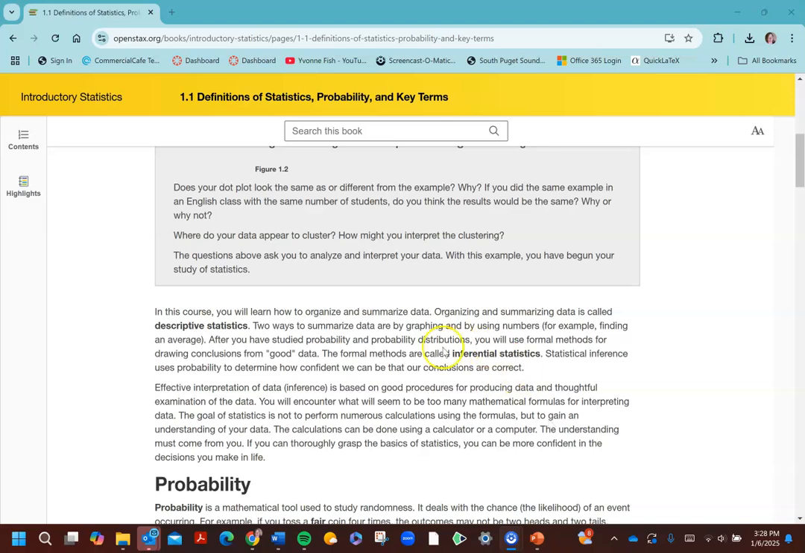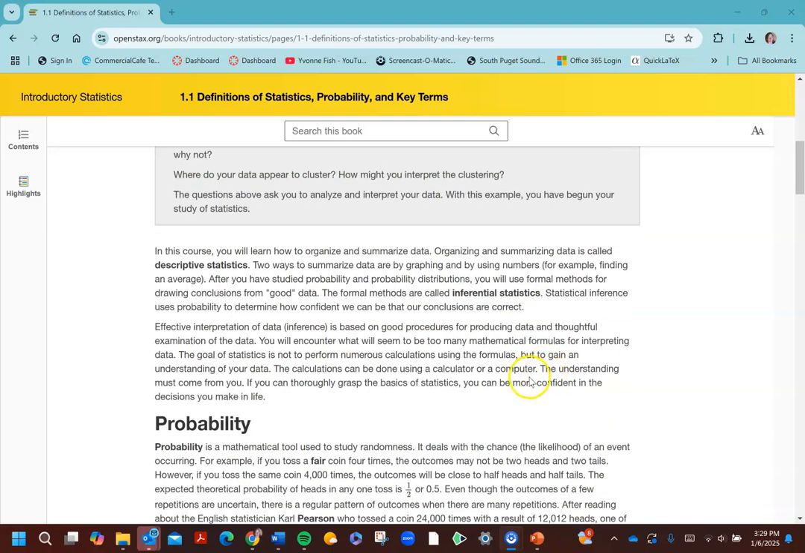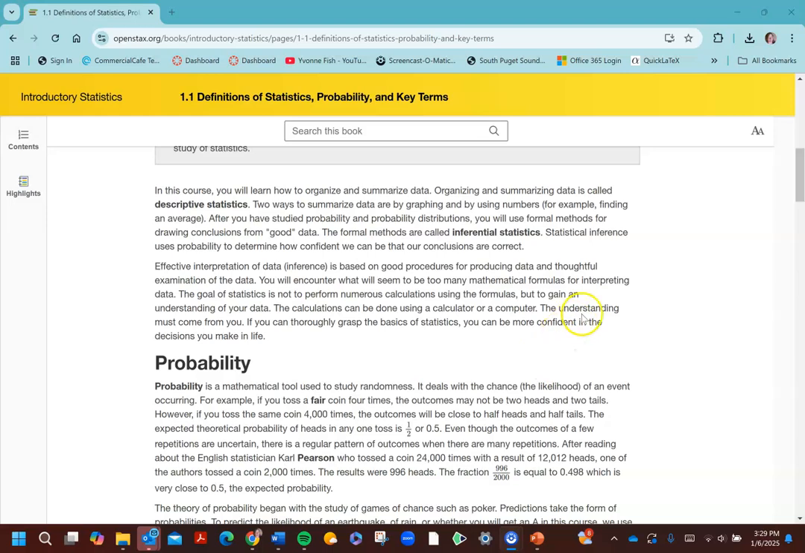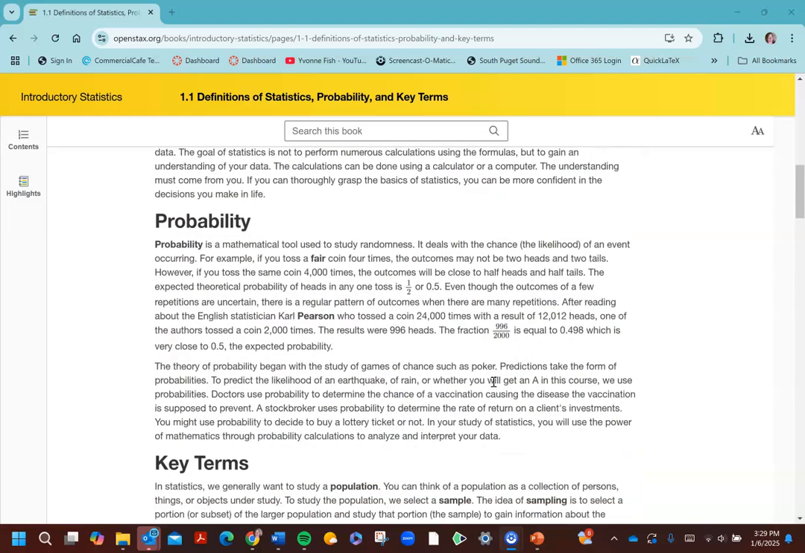Organizing and summarizing data is descriptive statistics. That's what we start with, and we're going to work mostly with that throughout this course. The formal methods are called inferential statistics, and that's when we can use probability to determine whether our conclusions are correct or not. So you'll see that later on. We'll touch on it, we won't get in real depth, but probability and statistics go very hand in hand. We'll be working specifically on a probability unit.